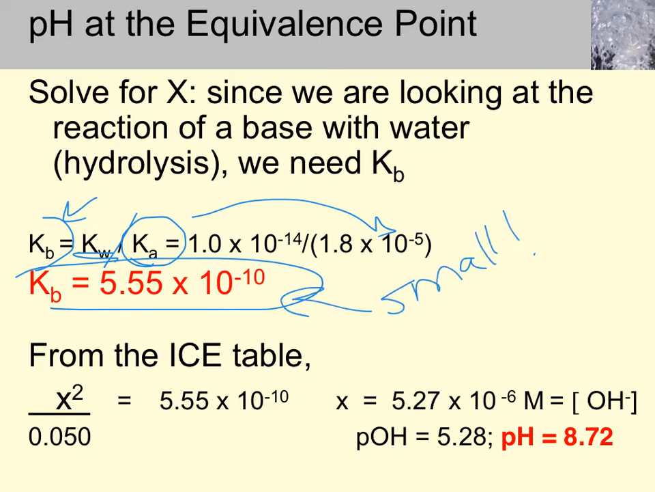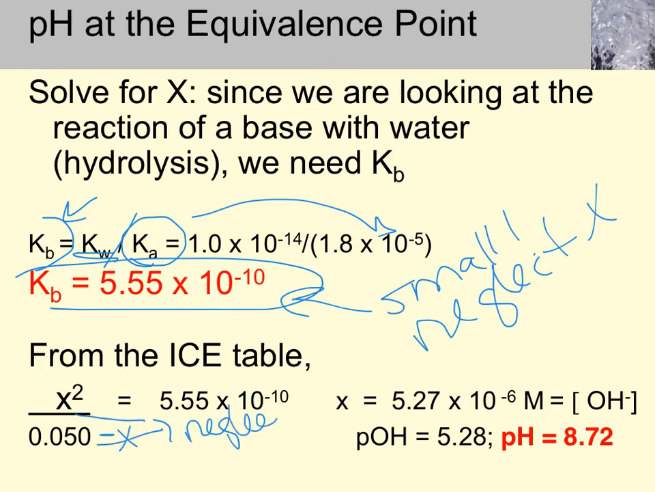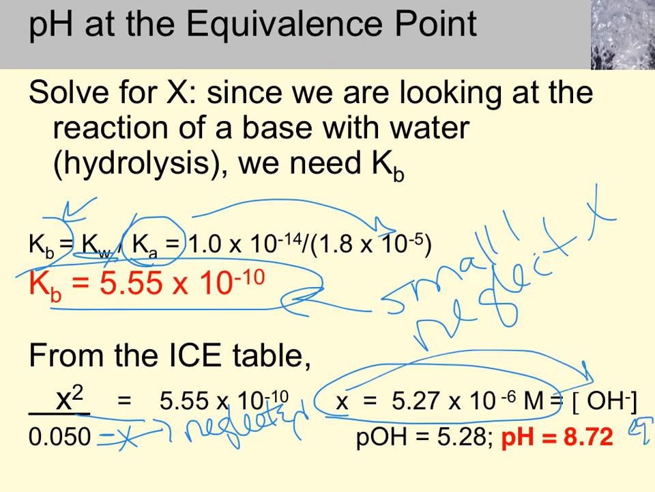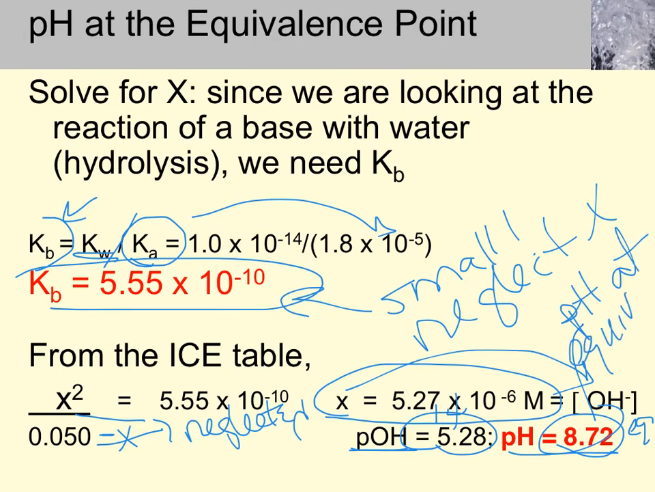That's good news because that means that it's safe to neglect x. So we originally had down in the denominator 0.050 minus x. That x is going to get neglected. Yay! So it's easier to solve. X, which if you go back to the ice table, represents the concentration of OH at equilibrium. So now we can finally find pOH. pH then is 14 minus pOH, which is 8.72. That is the pH at the equivalence point. And as you can see, it is greater than 7, as it should be for a weak acid.